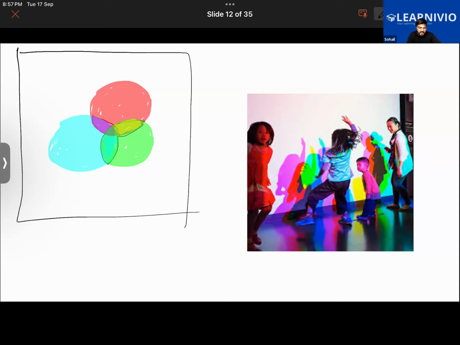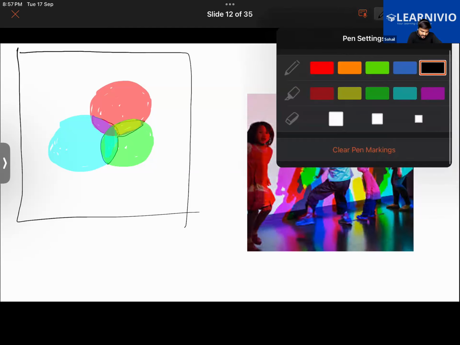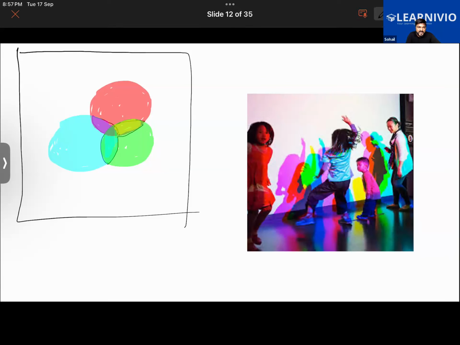Okay, but before that, there's a very basic thing we should understand. We know that white light is made up of many colors, including violet, indigo, blue, green, yellow, orange, and red. Right, now we know that.